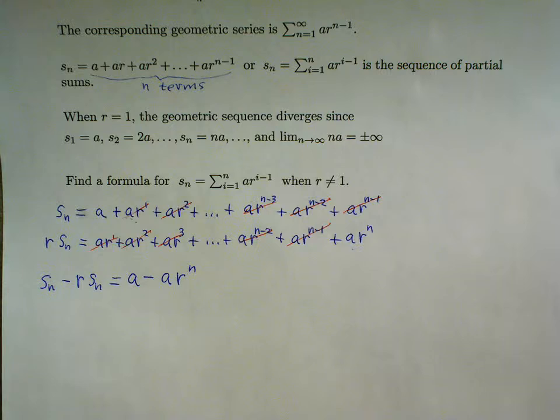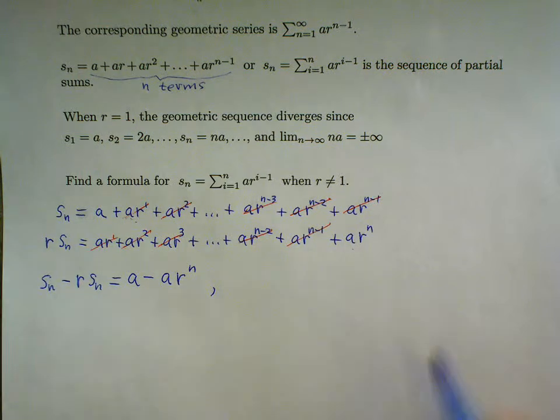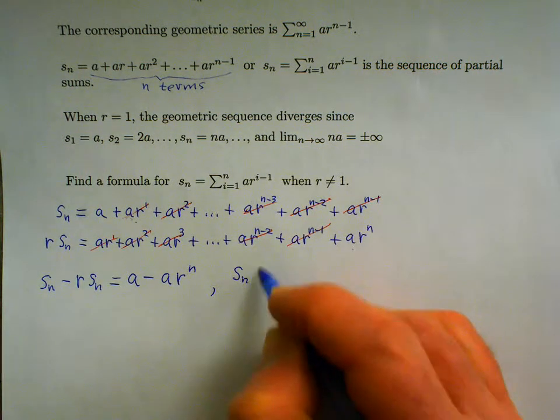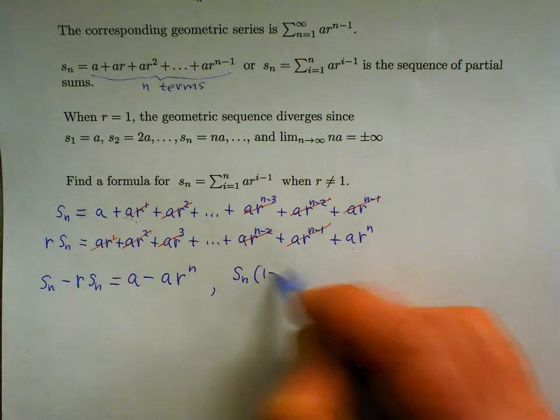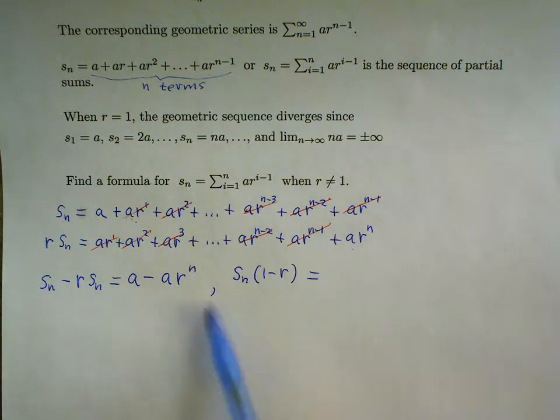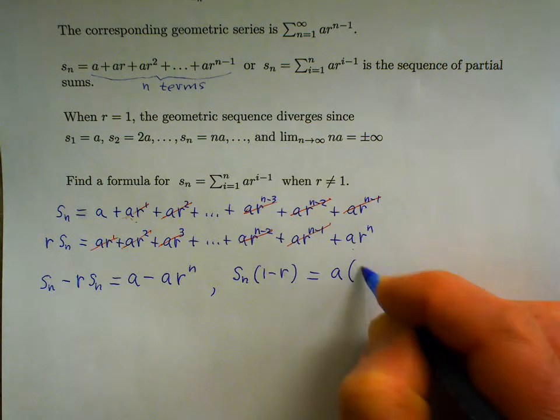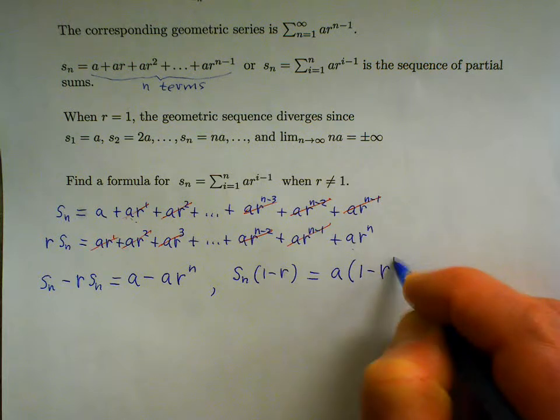Now what? Remember what the goal is? The goal is to find a formula for s sub n. So in other words, solve this equation for s sub n. On the left-hand side, we can factor s sub n out. We can write it as s sub n times 1 minus r. On the right-hand side, we can factor a out, and we can write it as a times the quantity 1 minus r to the n.